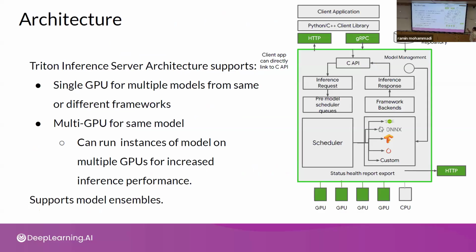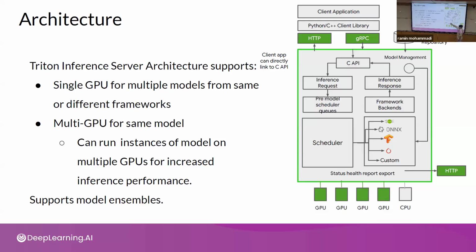So what you see here is that you have a CPU and a series of GPUs. Let's say you have this available. On top you have a client application, like a front end, and you have some libraries for Python, C++, whatever you have used. You could respond with HTTP or with gRPC. Now, inside Triton, it has a series of components.